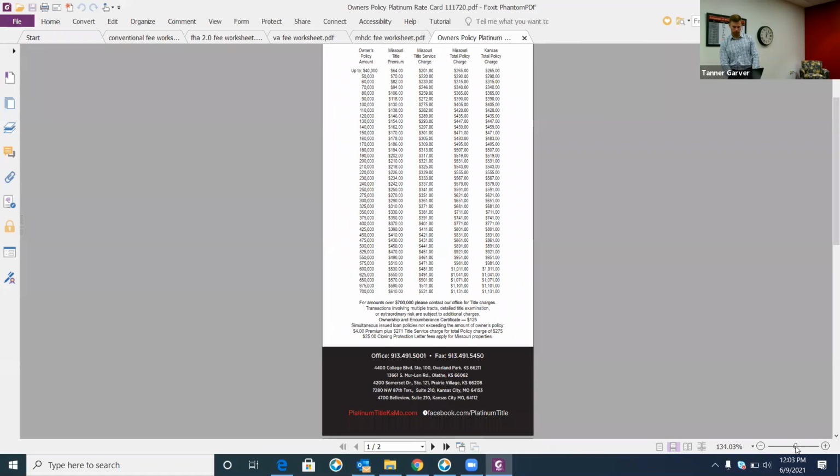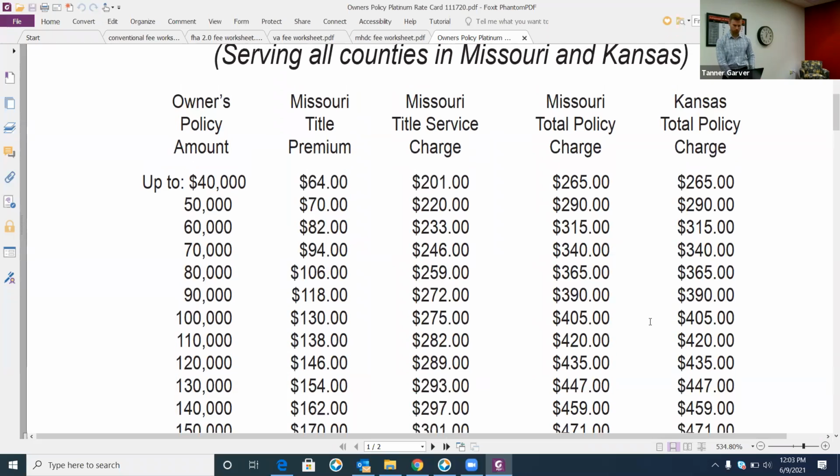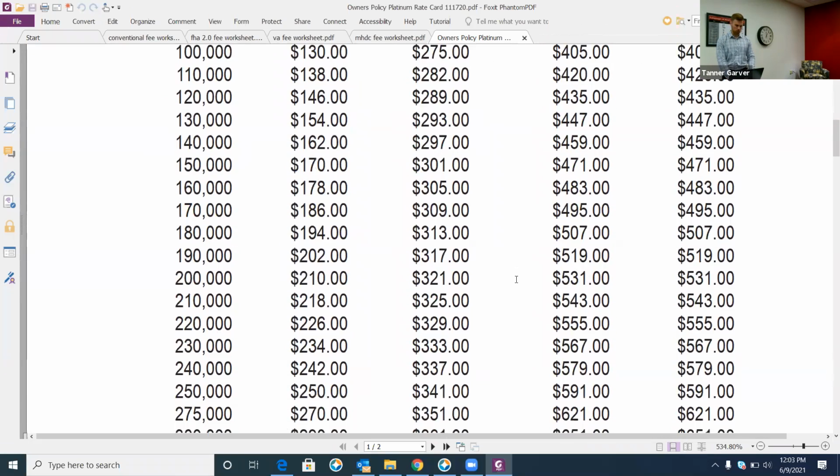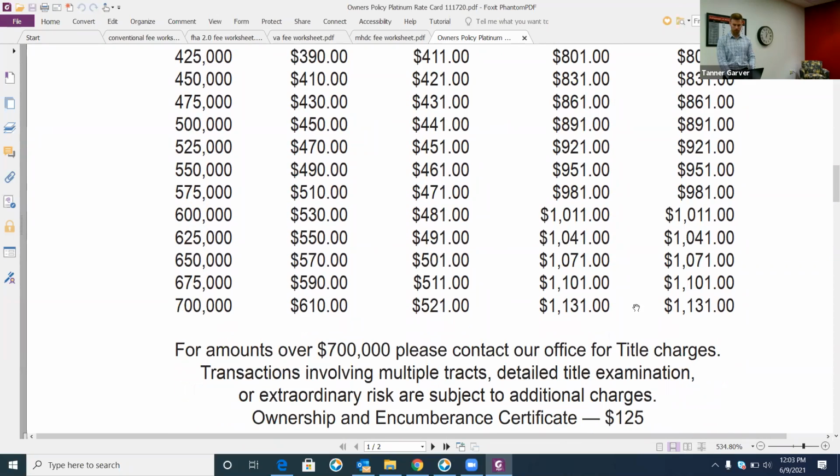Shrink out of this a little bit. It's really tiny, but I can see it. If you just ask title, they can get this for you. This is Platinum's fees for their title insurance. As you can see, it changes per loan amount all the way up to 700,000, and then it's a special case after that.